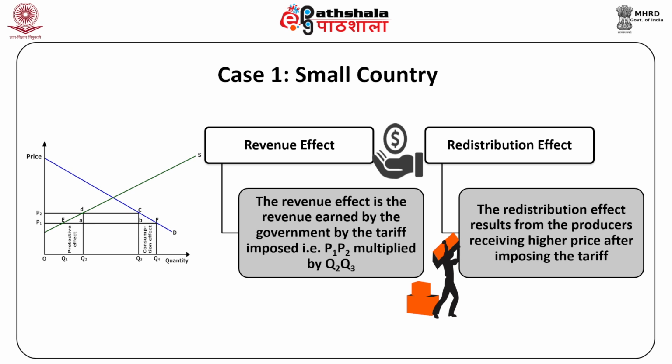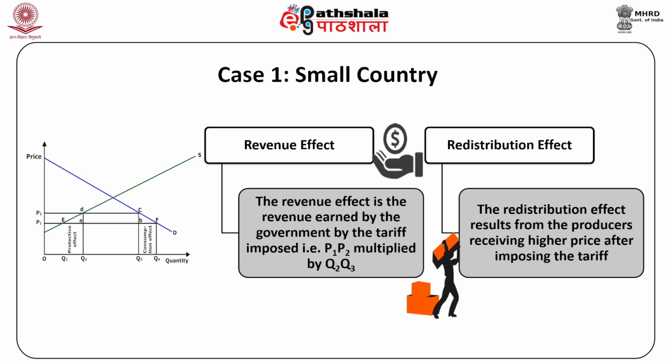Redistribution effect. The redistribution effect results from producers receiving a high price after the tariff is imposed. This is shown in the figure by the area P1, P2, DE. This amount is a surplus over production cost accruing to the domestic supplier. In this sense, producers gain a surplus P1, P2, DE out of the loss of consumer surplus due to the consumption effect, which is P1, P2, CF.